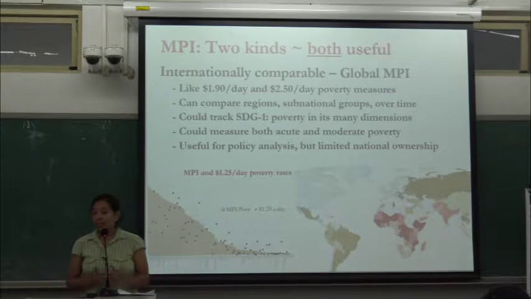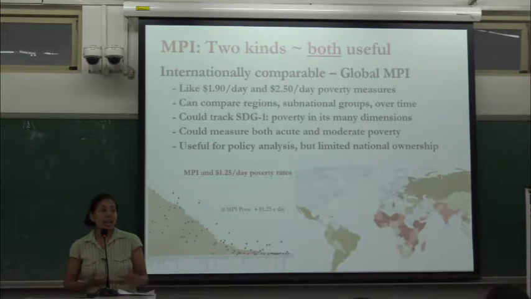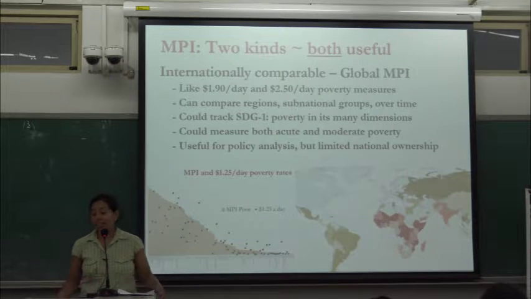As we saw in the presentation of the global MPI, having internationally comparable measures is very useful in terms of being able to compare regions, subnational regions, and changes over time. We can track progress globally, and we can also do measures for acute and moderate poverty. But there was a question in the audience on whether there is actually national ownership, or whether these international measures represent what poverty is at local level.